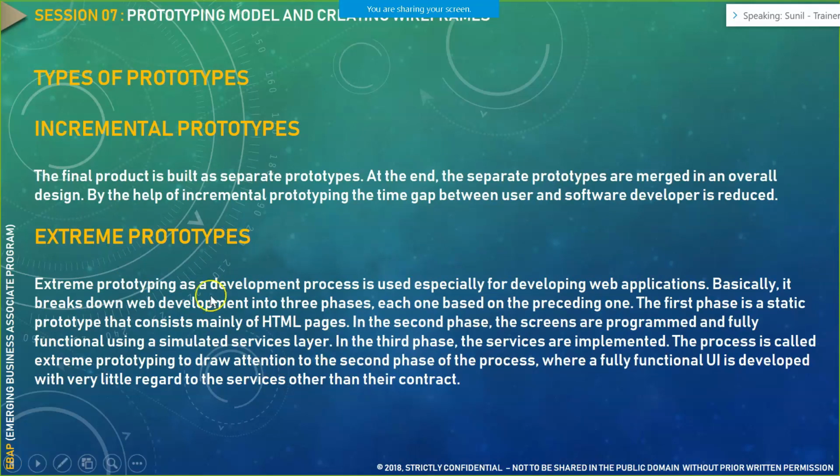Then there is something called incremental prototypes. The final product is built as separate prototypes. At the end, the separate prototypes are merged into an overall design. With the help of incremental prototypes, the gap between the user and the software developer is reduced. Let's consider an agile development where you are working on 4 or 5 different epics. Every epic would have a different set of prototypes associated with it. Towards the end, you would merge all these particular functionalities from a system context.